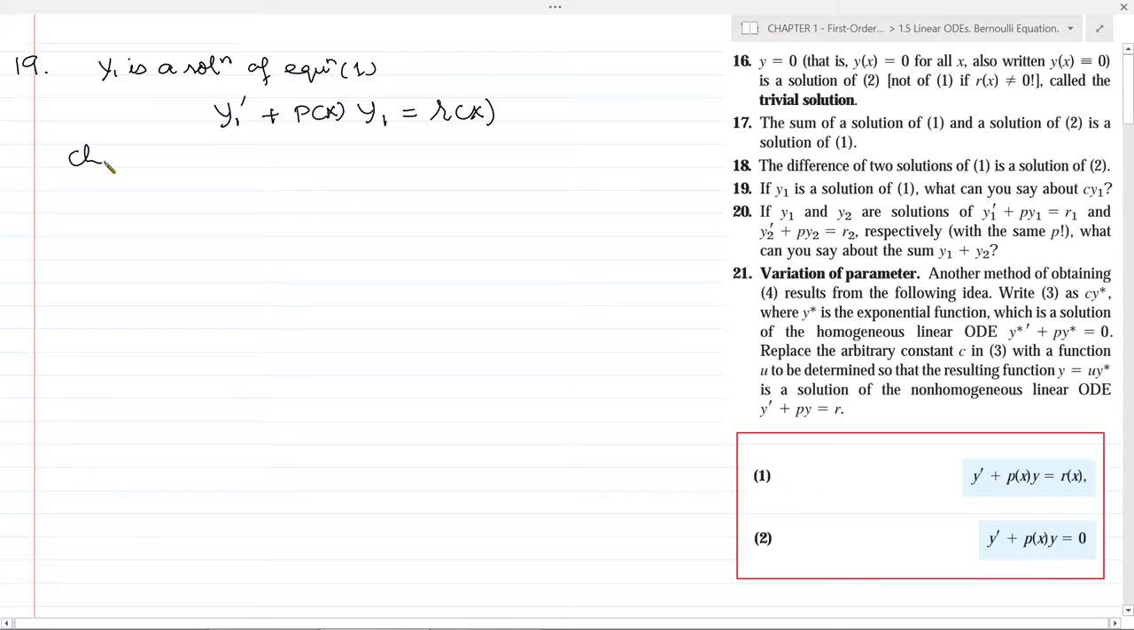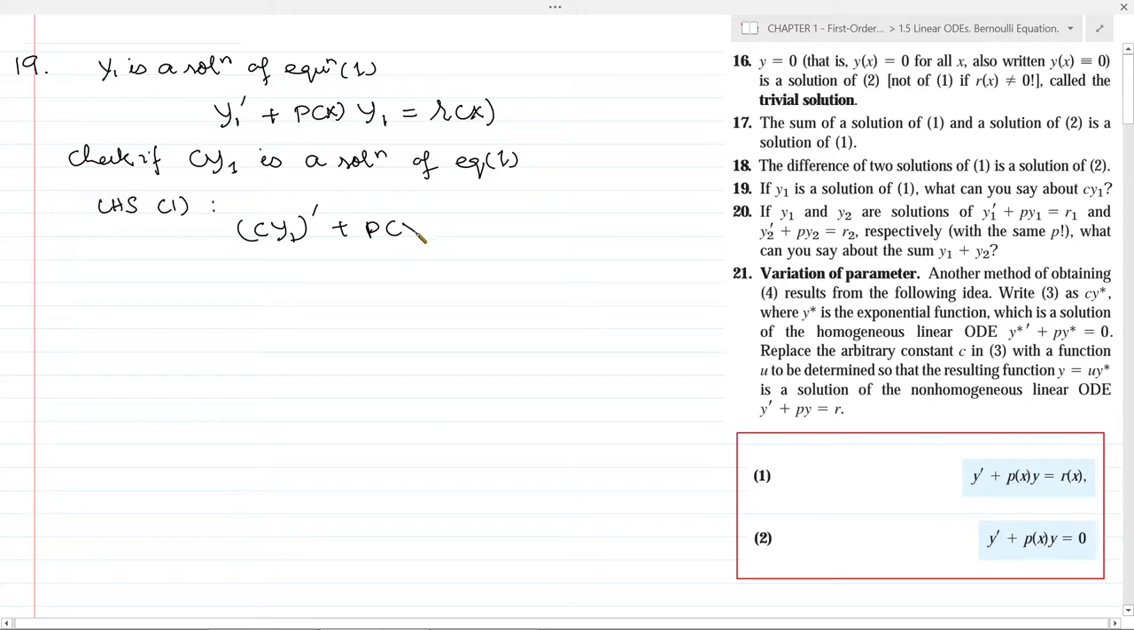So, we will check if cy1 is a solution of equation 1. We have from LHS of equation 1, cy1' plus p of x cy1. We have substituted cy1 in place of y to check if cy1 is a solution of equation 1 or not. So, this is equal to cy1' plus p of x multiplied by y1 multiplied by c, which is equal to c whole multiplied by y1' plus p of x y1.